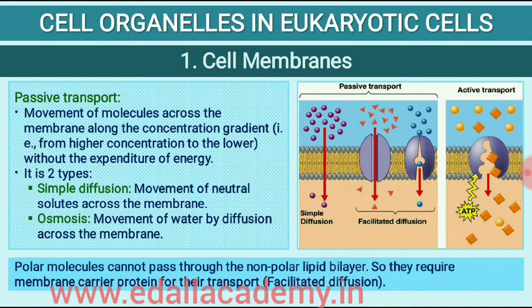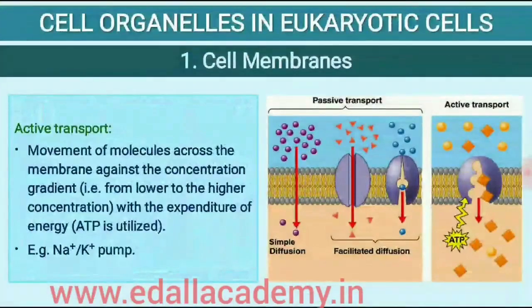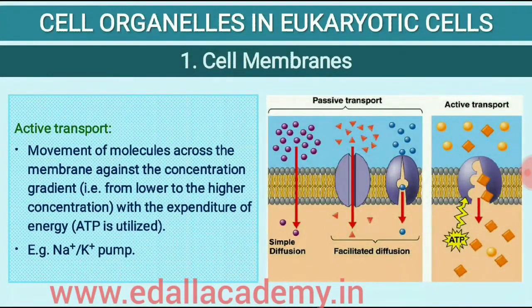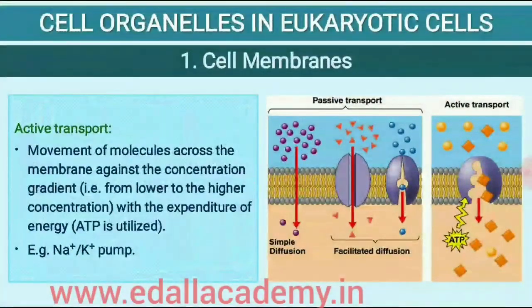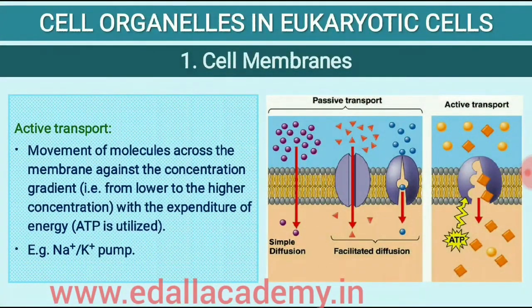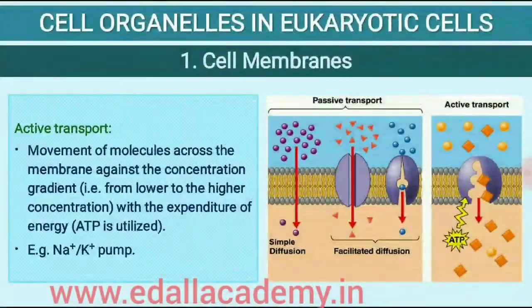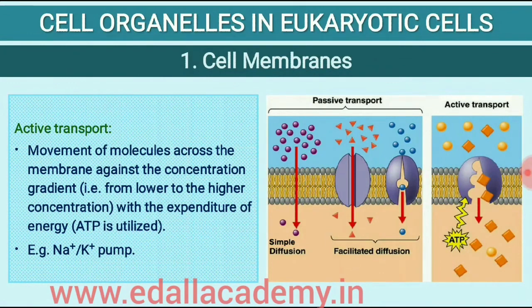A few ions or molecules are transported across the membrane against their concentration gradient, that is, from lower to the higher concentration. Such a transport is an energy-dependent process, in which ATP is utilized, and is called active transport, for example, the Na+/K+ pump.